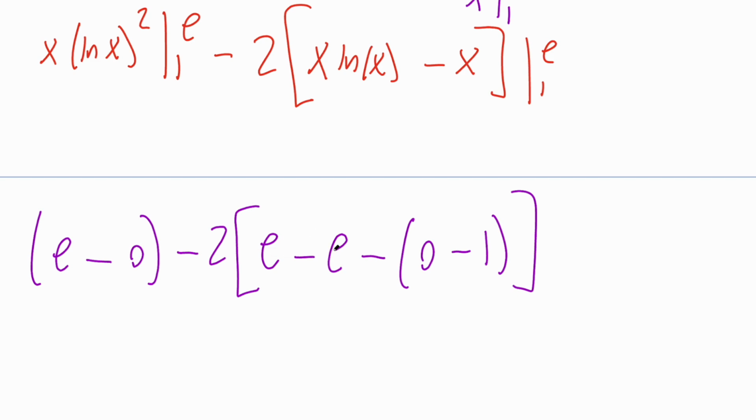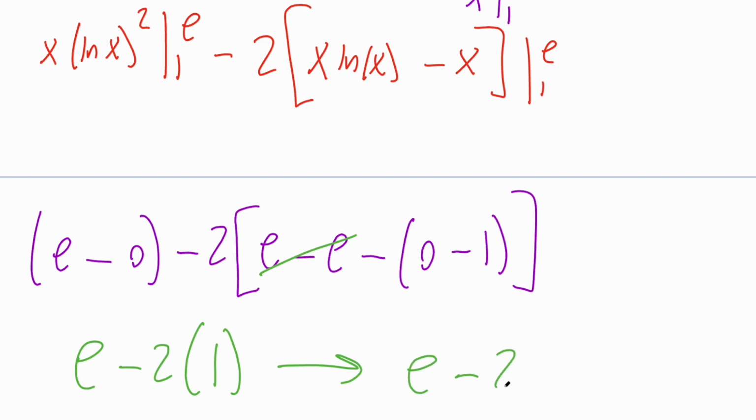Okay, e minus e is 0, cancels out. So e minus 0, just e. So we have e minus 2 times, a negative and a negative is a positive, so we have a positive 1. e minus 2 times 1 is just negative 2, so we have e minus 2, and this right here is our final answer. And that's all we need to do for this problem.